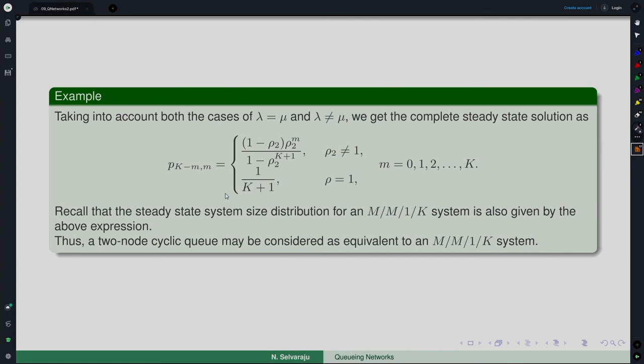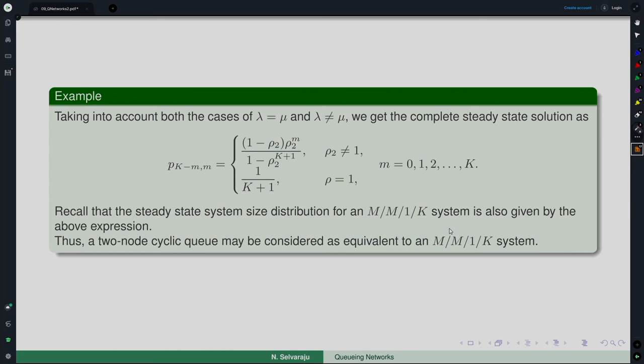Say, for example, in the case of Erlang, the Erlangian models connected to the bulk queues, we have made the equivalence. Similarly, for the cyclic ones, the finite space model, one can make an equivalence so that the properties can be studied nicely.